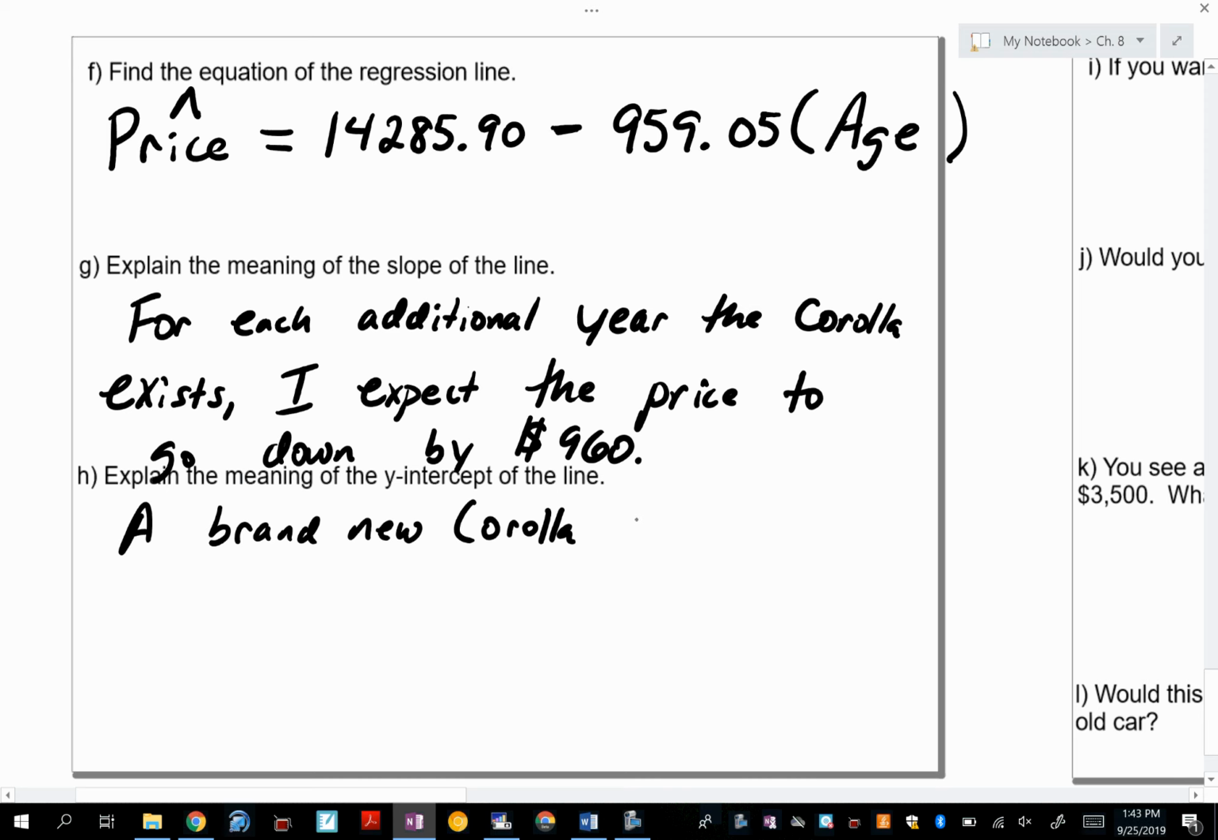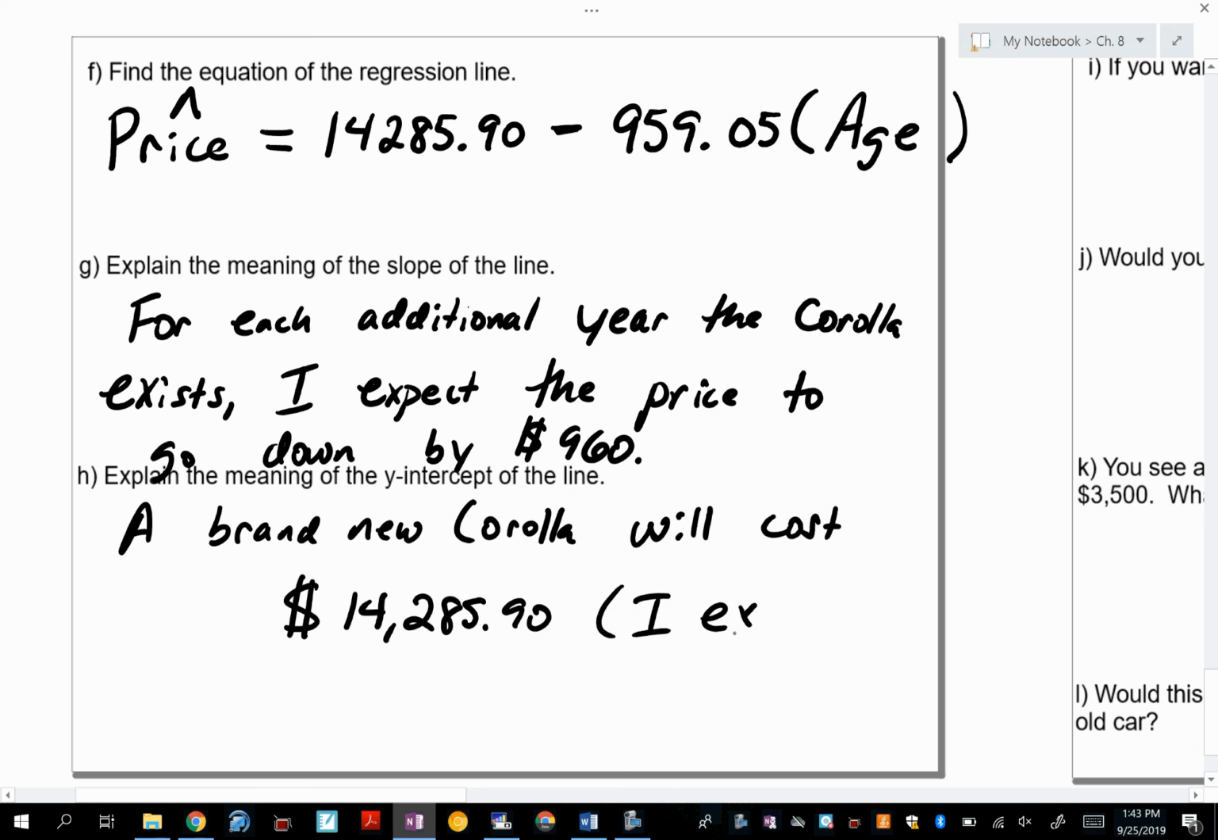I should have written I expect. A brand new Corolla will cost $14,285.90. And I'm going to put in parentheses, that's what I expect. Because I know, as someone who teaches stats, that if I went to a dealership today and asked, hey, what's the price for your new Toyota Corolla, I don't expect it to be exactly that number. Also, yes, this data is 10 years old. I get that. The point is that it's a model, so I don't expect these numbers to be perfect. They are wrong. Absolutely, they are wrong. The question is, later on, Catherine, is this model useful? Well, let's get there.